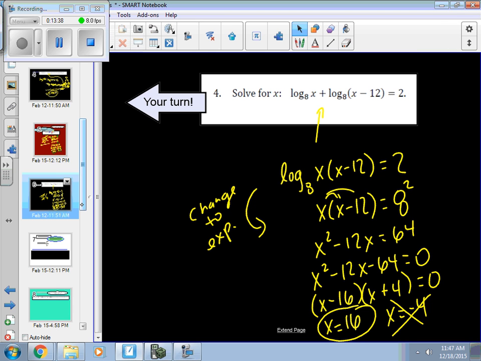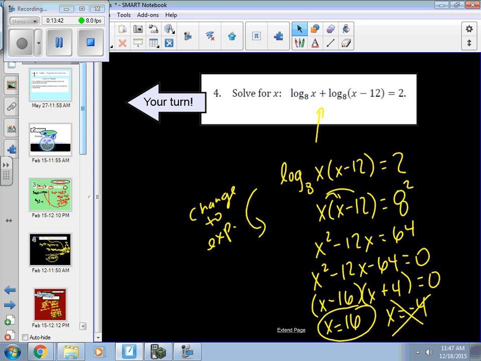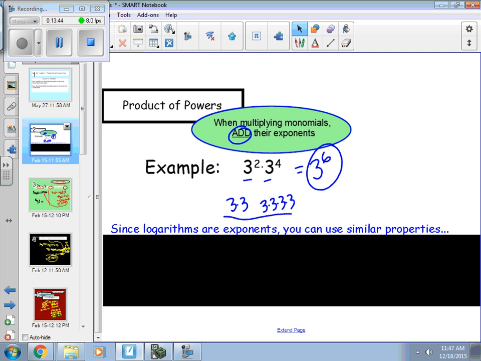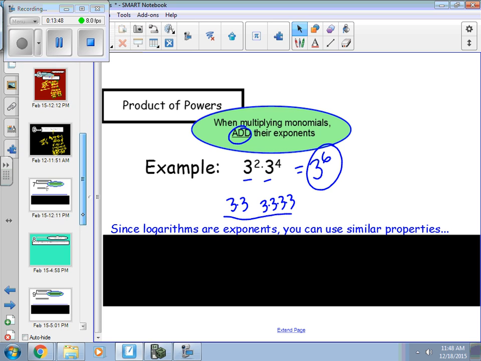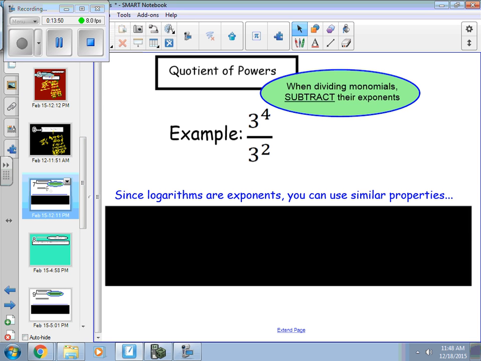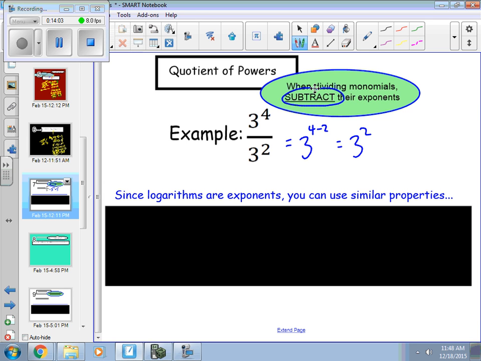Okay, so that's using the property that we listed at the beginning here. Whenever you're multiplying, that's the same as adding exponents. The reverse is true for logs. Another exponent property that we looked at is division. What happens when you divide with a common base? Well, we know that we should subtract the exponents. So this would be the same as 3 to the 4 minus 2 power, or 3 squared.